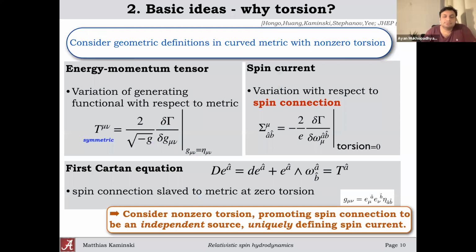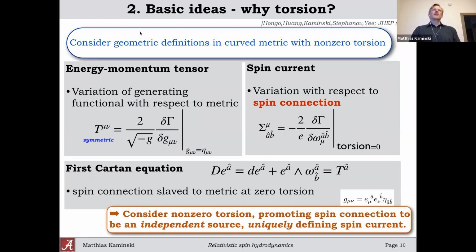Okay, thank you. So I hope I convinced you now that spin is a little bit different than other conserved quantities. Let me motivate two basic ideas here. One, I mentioned that it is kind of difficult or unknown what the basic definition of the spin current is. I mentioned that in the initial slides, and this is my answer why we want torsion.